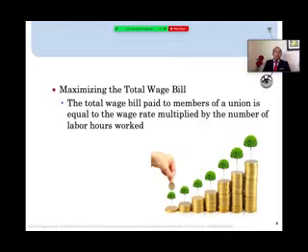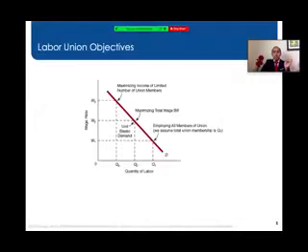The union seeks to maximize the total wage bill and all of the benefits that this particular worker may be entitled and qualified for under the union. It could be good, but sometimes it could be a burden, depending on the industry, to the company or the firm or to the market.